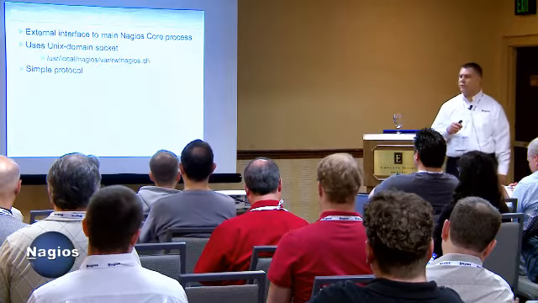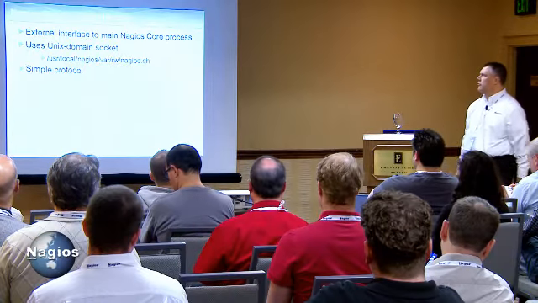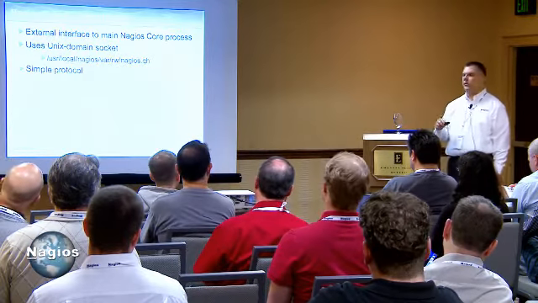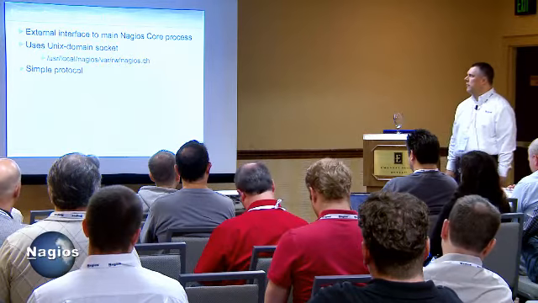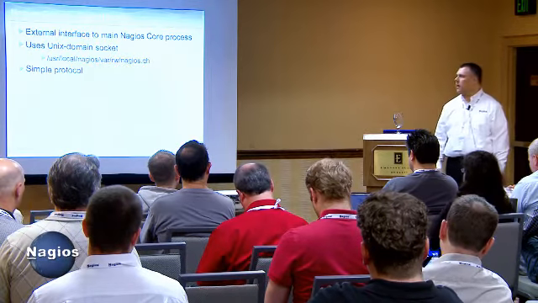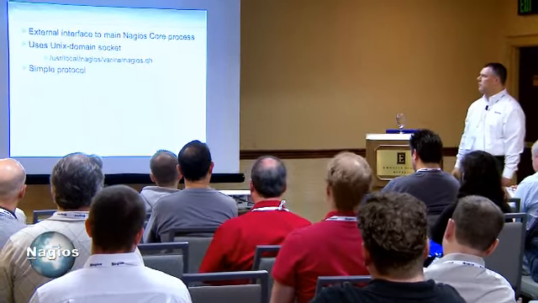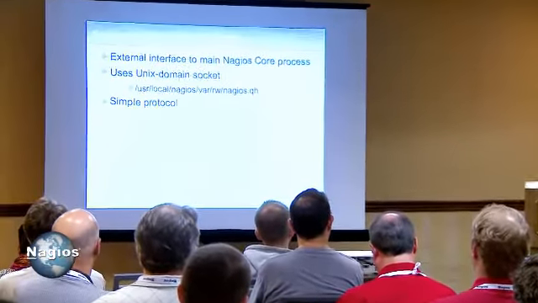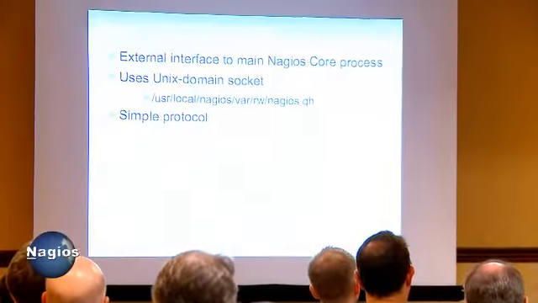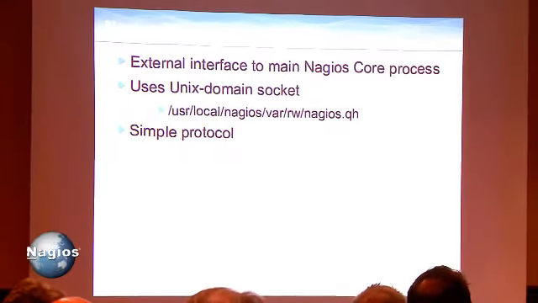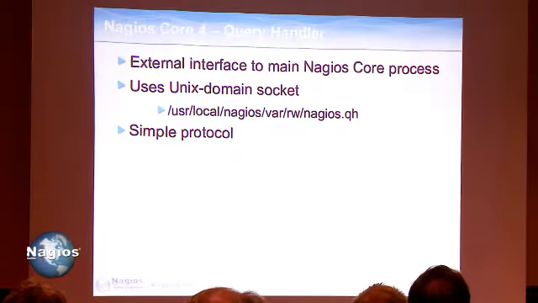There are a bunch of new features in Core 4, again, mostly under the covers, but one of those is the query handler. The query handler is a way to communicate directly to the main Nagios Core process. It uses a Unix domain socket, and that's the default location of that socket. So if you just untar the core tarball, run configure and make, and run it, that's where it'll be. It uses a simple protocol to communicate with the query handler: the name of the query handler, a command, and then any other arguments.